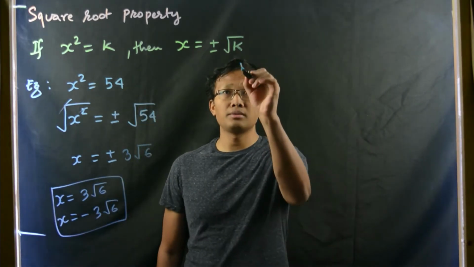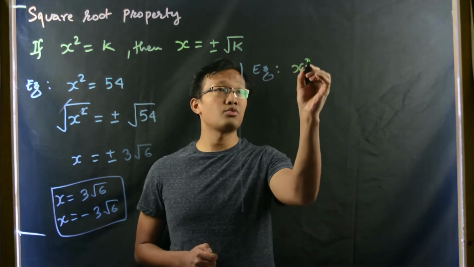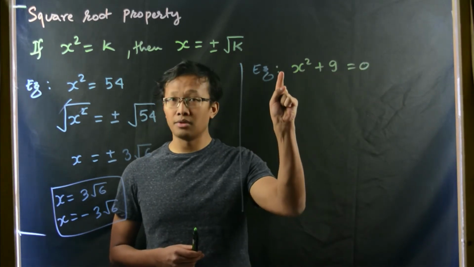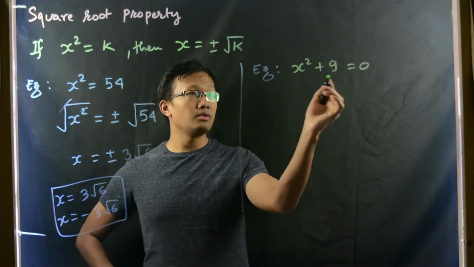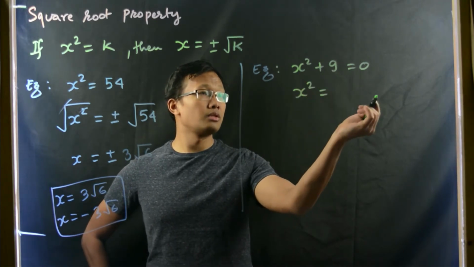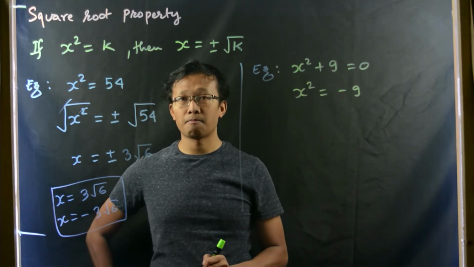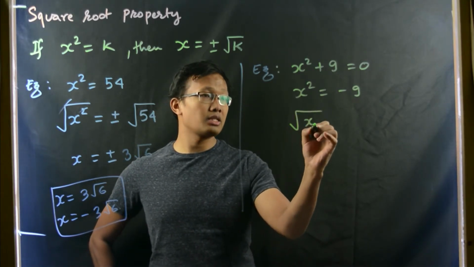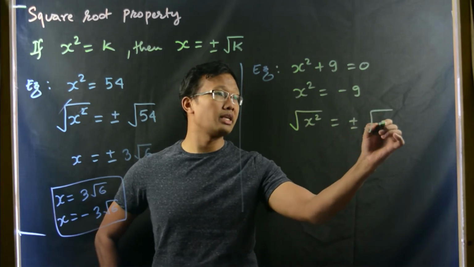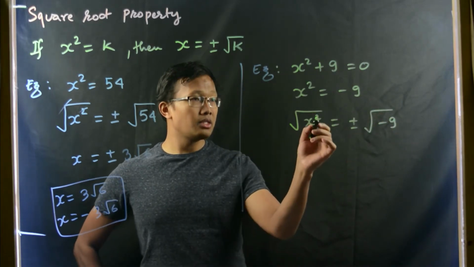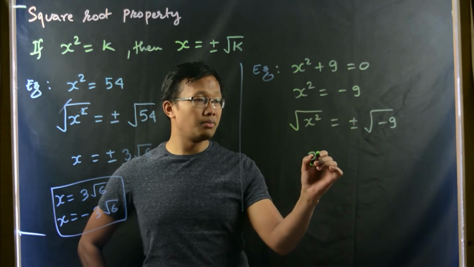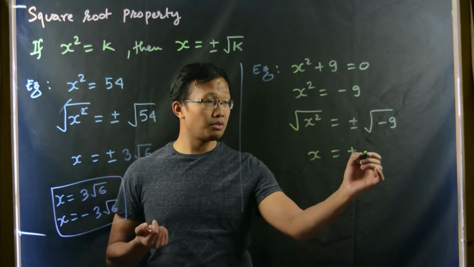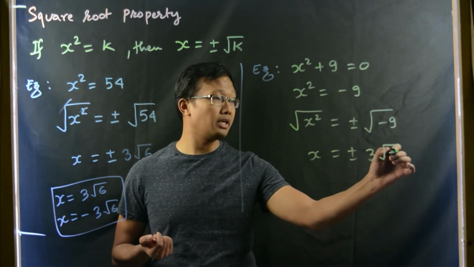Let's take another example. Suppose we have x squared plus 9 equals 0. We can use the square root property for this one also. This would be simply x squared equals negative 9. Let's take the square root on both sides. So x equals plus or minus the square root of negative 9. The square and square root cancel out. So x equals plus or minus the square root of 9, which is 3 squared, so I can pull the 3 out and the root of negative 1 remains.